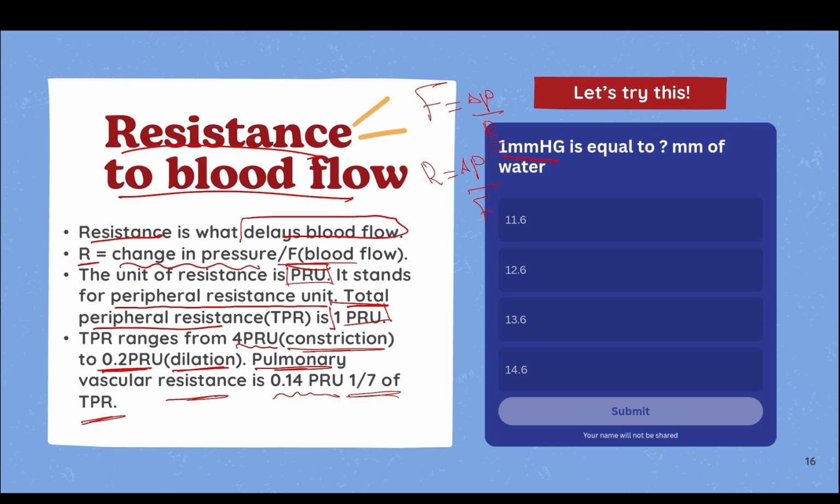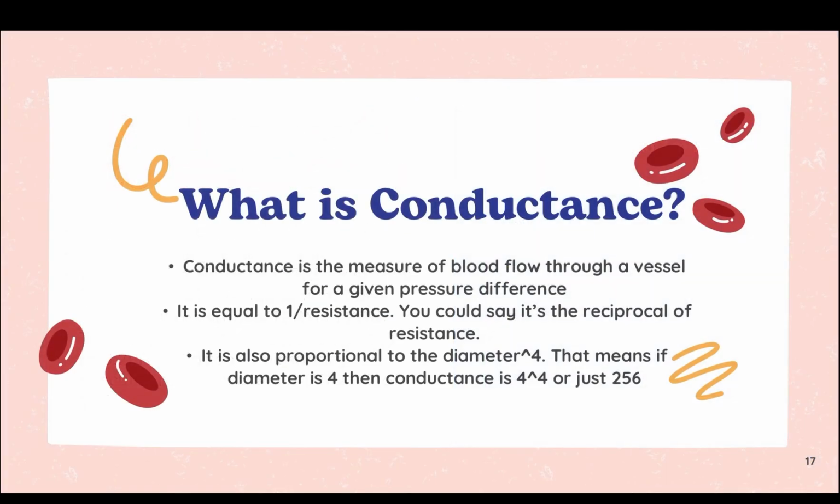Now let's look at this question. 1 millimeter of mercury, this should be Hg, is equal to what millimeters of water? Is it 11.6, 12.6, is it 13, is it 14? Now this is kind of just memorizing. It's going to be 13.